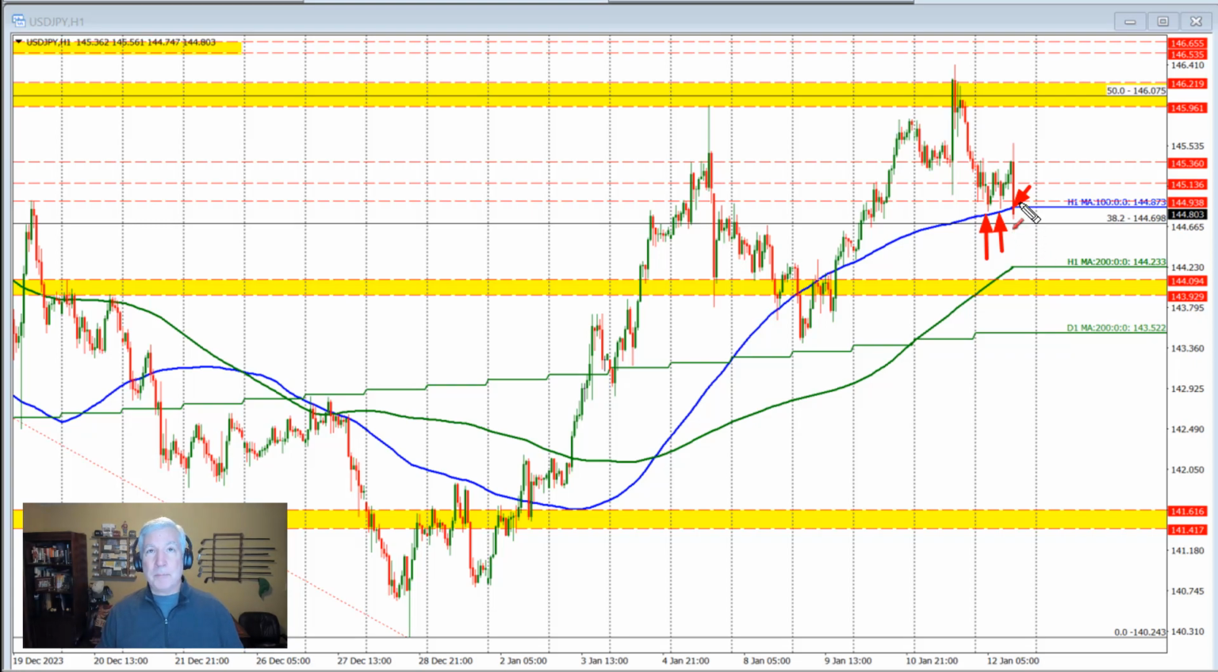Right before we started, the price was back above that level. So we are trading above and below the 100-hour moving average. That will be our barometer for this currency pair going forward and trading here today.